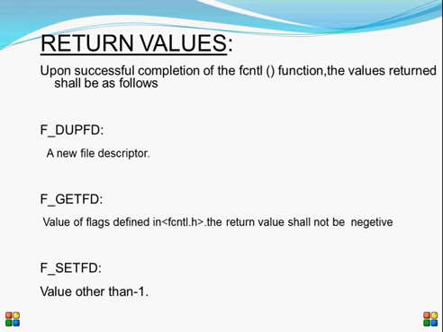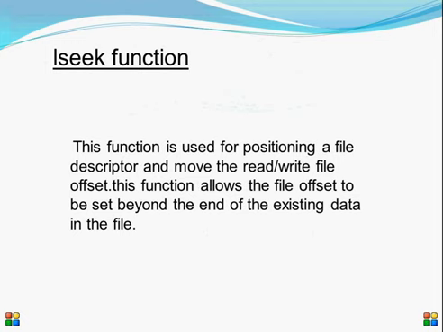According to this, the returned values are obtained. Upon successful completion of the fcntl function, the values returned shall be as follows. If it is F_DUPFD, then a new file descriptor will be returned. If it is F_GETFD, the value of flags defined in fcntl is returned, and the return value should not be negative. If it is F_SETFD, then a value other than -1 will be returned.